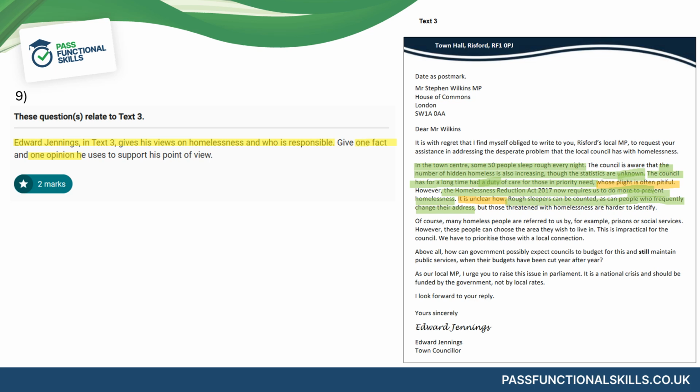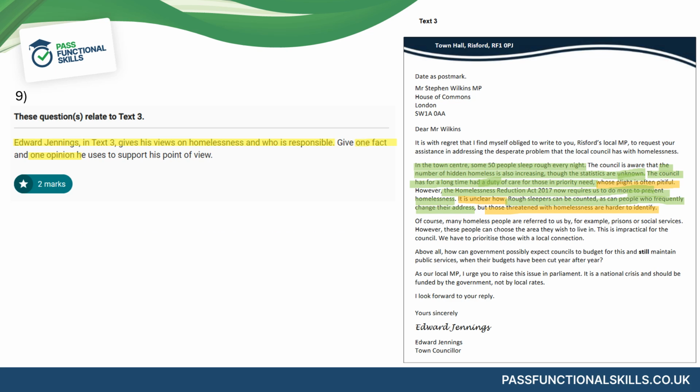And then we've got an opinion here. Those threatened with homelessness are harder to identify. That word harder is his opinion. It's not verifiable and we can't prove that it is harder. It's just his point of view. So that is one paragraph broken down for you. As we can see, we have got a lot more facts in that paragraph, but there are some opinions as well. It might be a good idea to practice on this text and see if you can spot any other facts and opinions in the rest of the paragraphs.